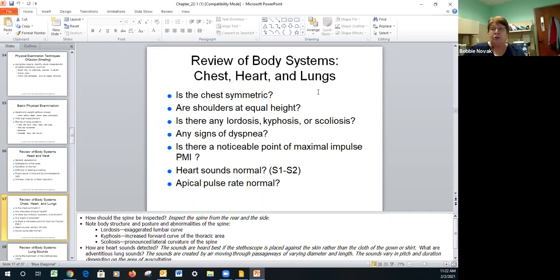So who knows what lordosis is? Are you awake, Whitney? Okay, just checking.